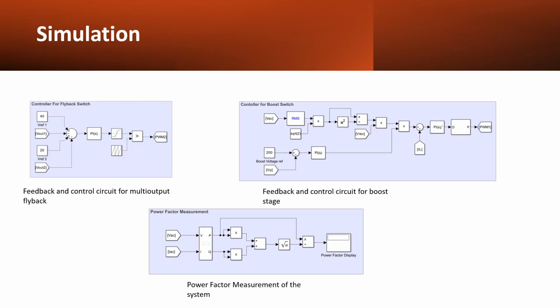And here is the control circuit and feedback loop of the flyback converter along with the boost one. The first figure is for the controller for the flyback switch. We have compared the reference voltage with the obtained one, then passed it through a PI controller. Then we have limited the result of that and compared it with a repeating sequence. Then we get the switch pulse for the flyback switch.